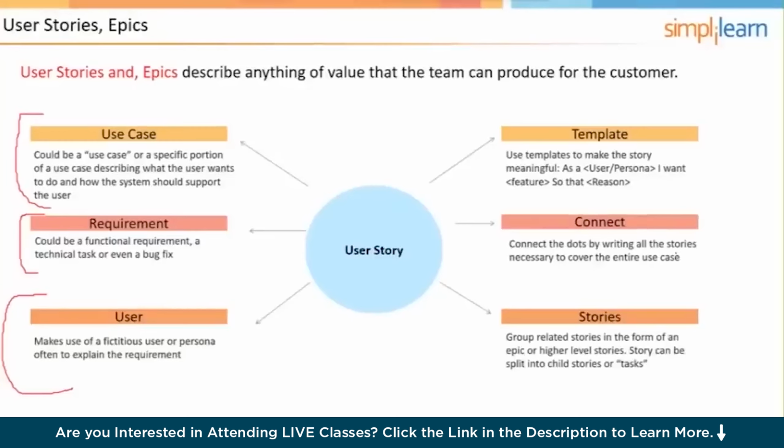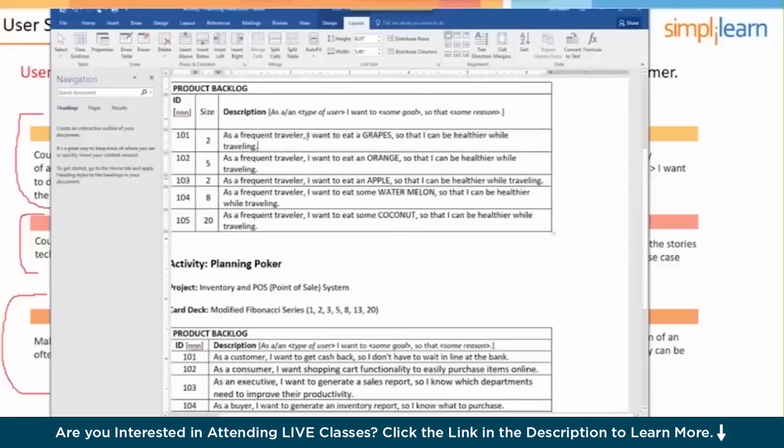Top right, template. A portion of a user story is, let me back up. So a user story card is usually going to contain a brief description of the user story using some kind of a meta-language format, like we're suggesting right here. As a user or persona, I want this feature so that I can. So not unlike our estimating session here. As a frequent traveler, I want to eat grapes so I can be healthier.